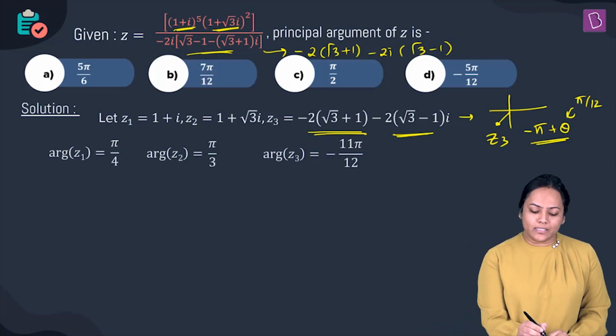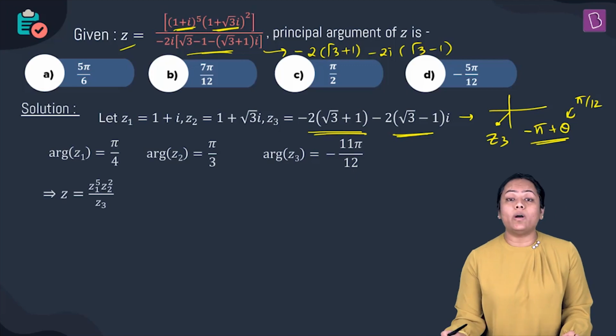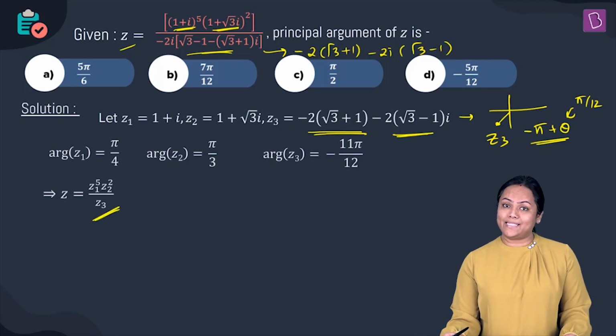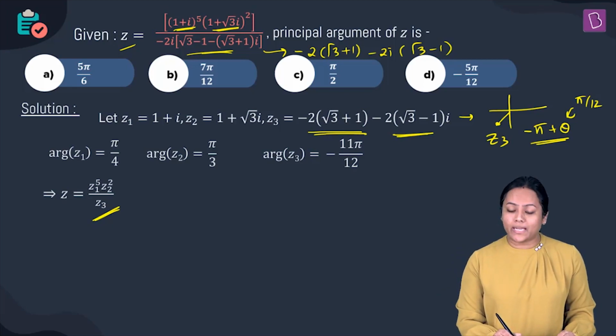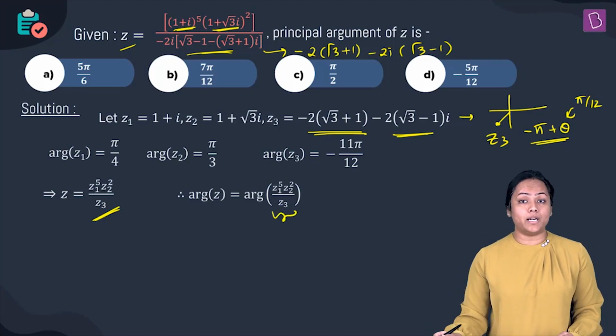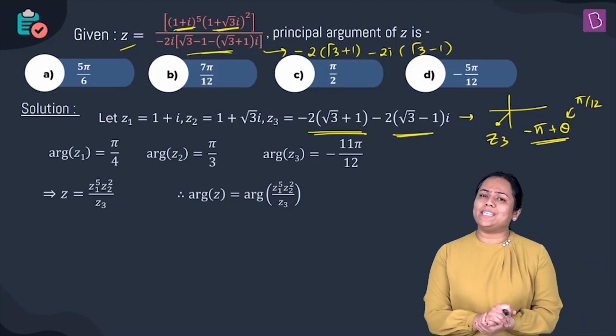Now let's consider this complex number as z, and this z can be written as z1 raised to 5 multiplied by z2 square divided by z3. And from here, if I take argument on both sides, I'm going to get argument of z is equal to argument of this entire part.